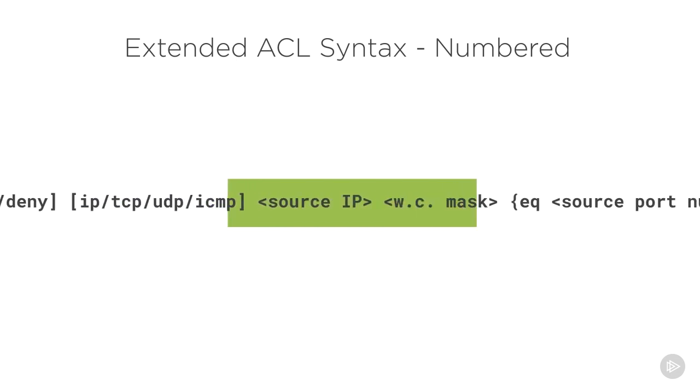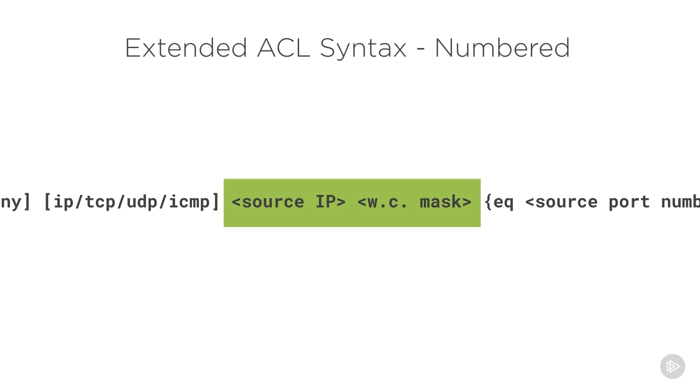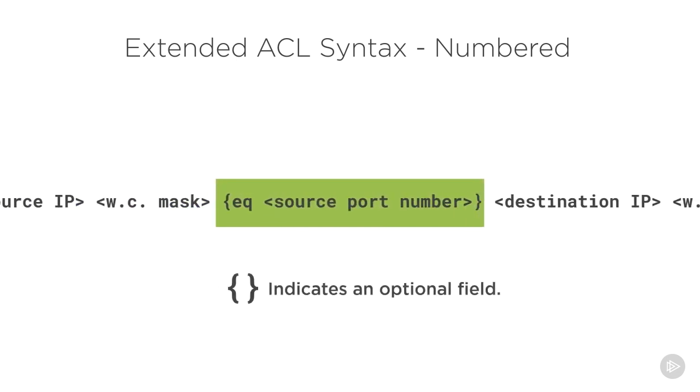Next, we have our source IP address and wildcard mask. And then we have a source port number. Now, the source port number I've written in brackets, and the brackets indicate that this is optional. So if I leave this field blank and put nothing in there, that indicates any source port number. So if I leave this field blank, it's indicating anything.